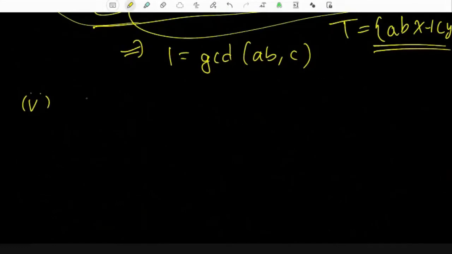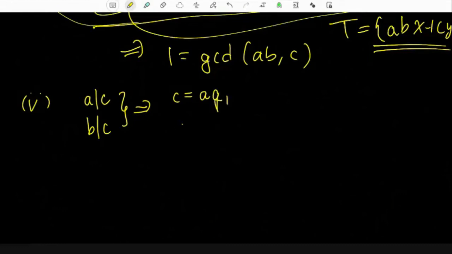Sabi ng given, A divides C and B divides C. Okay. Ano ulit ibig sabihin by definition? By definition, si C, pwede mong isulat as A times Q1. Si C, ganun din, pwede mong isulat as B times Q2. Okay. Since the GCD ng A, B is 1, tama?